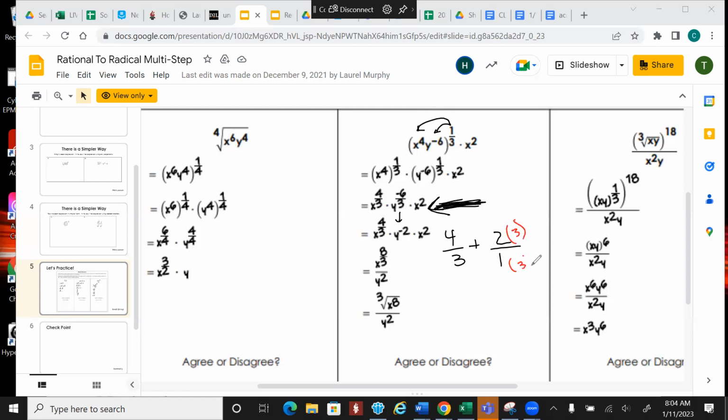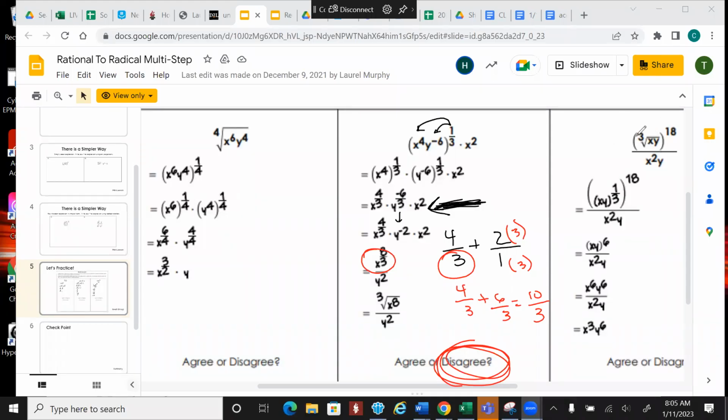Okay. So this will be 4/3 plus 6/3. What is 4 plus 6? 10 over 3. Is that what they have written here? No. So we disagree because they didn't add those fractions together. Does that make sense? Okay. Yes, they put 8 over 3.